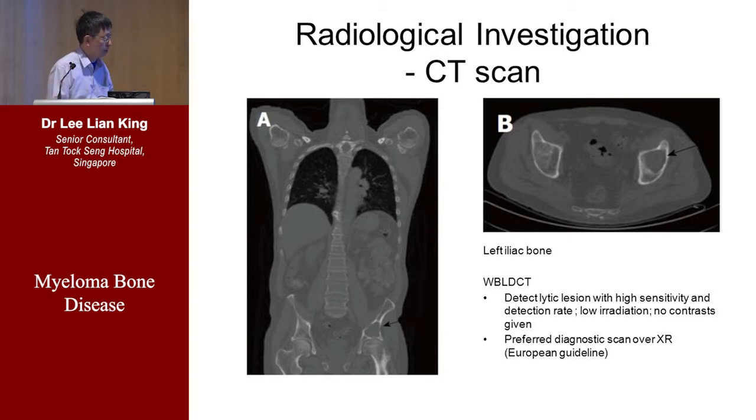Now, things have moved forward. In some countries or in some European guidelines, they already recommend using the CT scan instead of the traditional X-ray to demonstrate this lytic lesion. There are some advantages: it is very sensitive with a high detection rate, and the radiation dose is actually very small. This is not an ordinary CT scan. This is a whole body low dose CT scan.